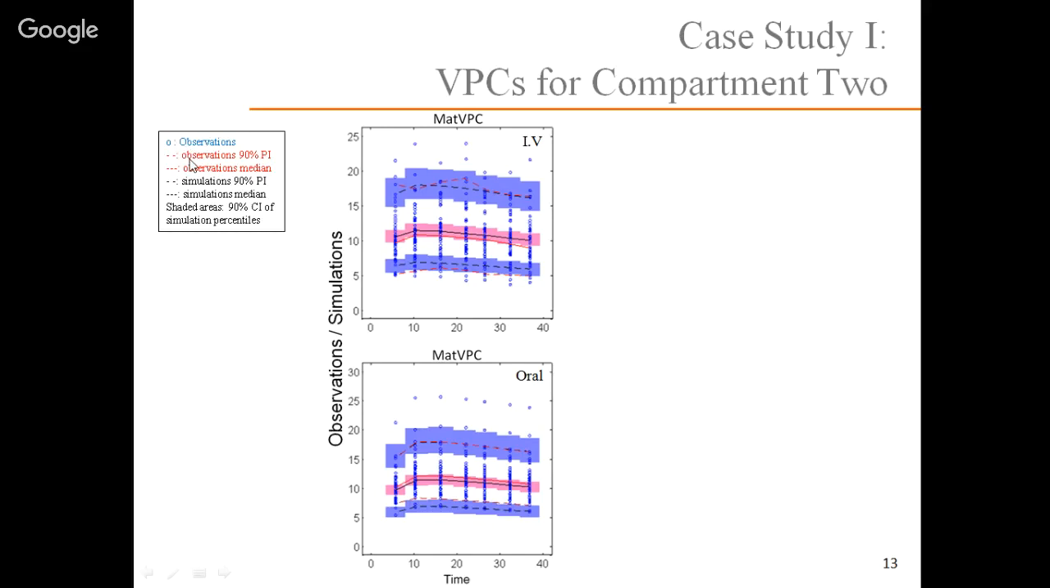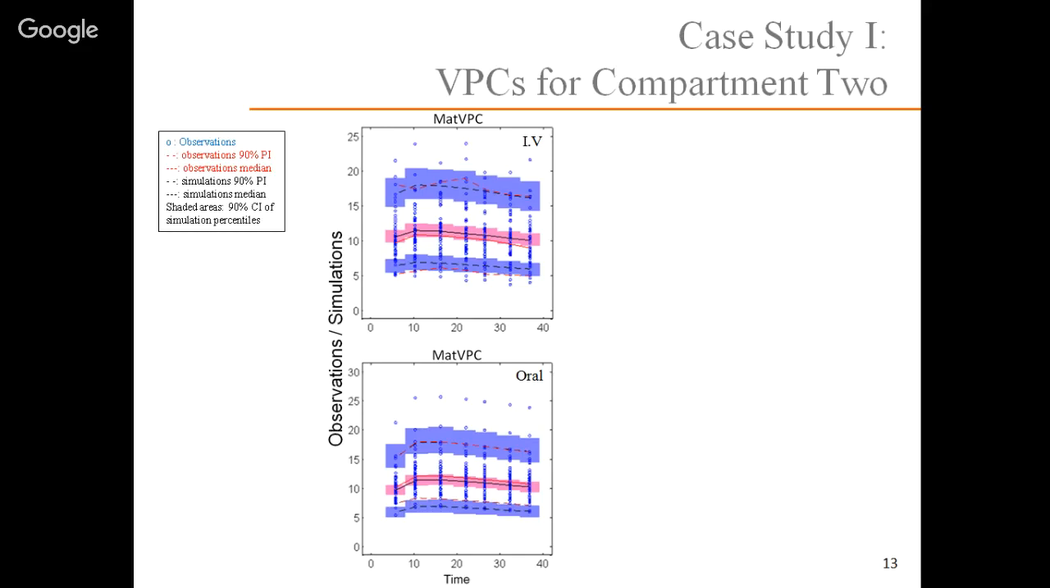The red lines show the median and the 90th percentile interval, the 5th and the 95th. The black lines show the 50th and the 95th percentile intervals of the predictions of the simulations, and the shaded areas show the 90% confidence intervals of the simulation percentiles.